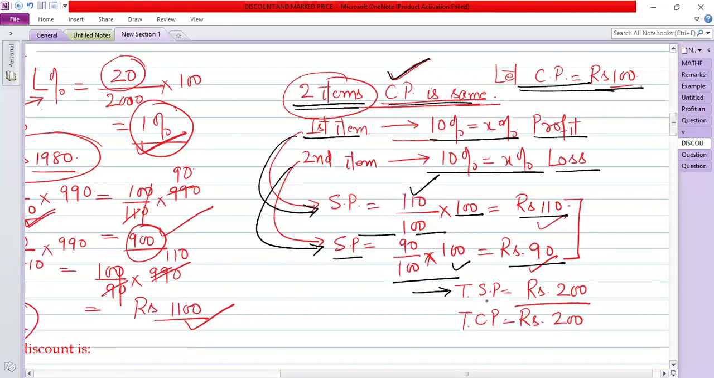And what is the total selling price of both the items? It will be 200. And what is the total cost price of both the items? Again, it will be 200, because this rupees 100 was for each item. Now one can see here the person will have no profit, no loss.